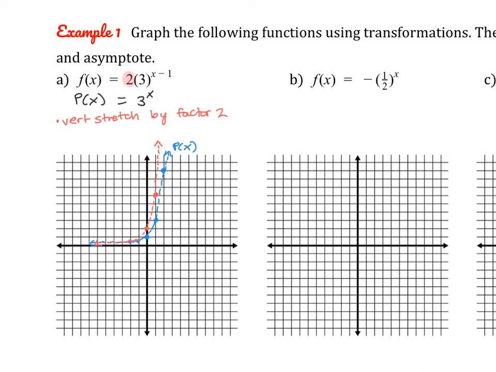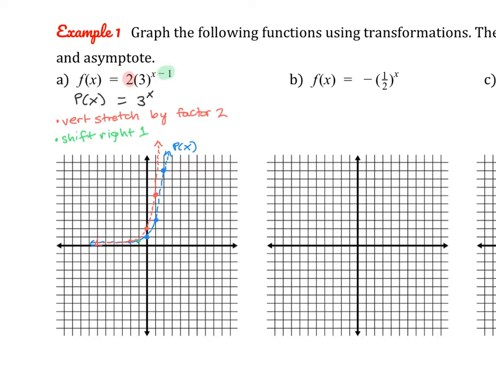And then we need to address our last transformation, which we can see here in green. I'll highlight it in green. This minus 1, since it's next to the x and it's subtraction, we know this is actually going to shift or translate our graph to the right 1. So you could take all the points that we just found and we move them to the right 1.